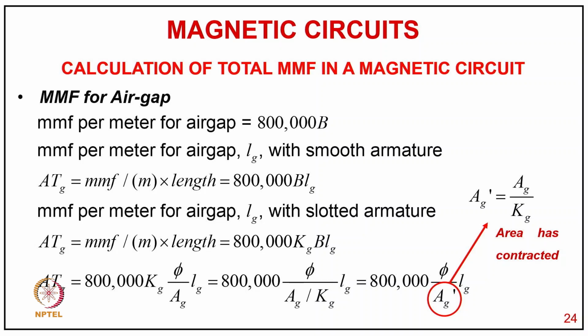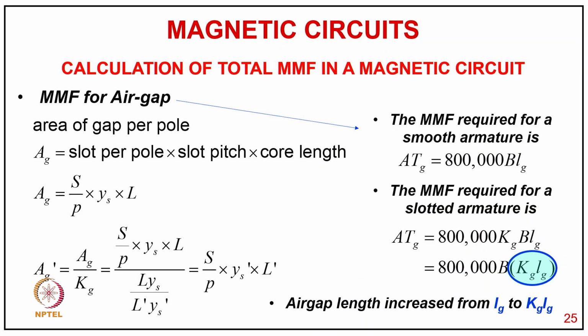That is 800,000 into Kg into BG into LG, and then ATG will be 800,000 Kg phi upon AG into LG, and that becomes 800,000 phi upon AG upon Kg into LG, and it becomes 800,000 phi upon AG dash into LG, where AG dash is AG upon Kg, and the area has the contraction factor taken into account.